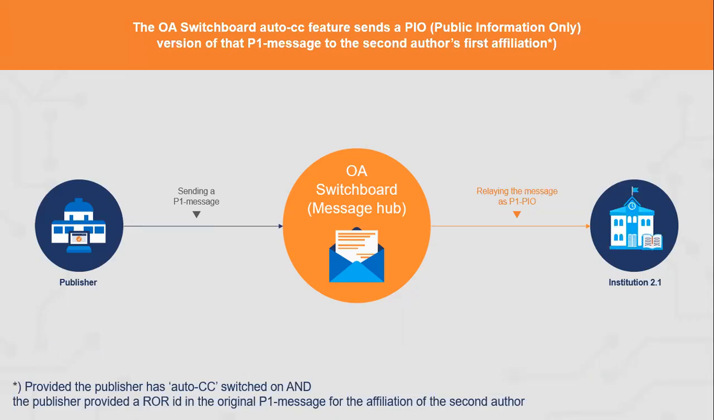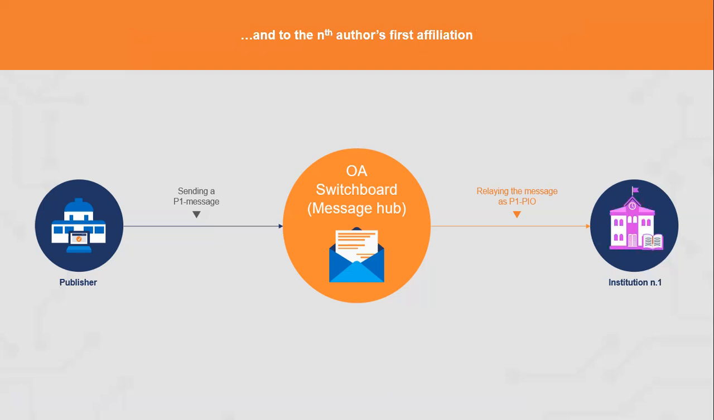The OA Switchboard AutoCC feature sends a PIO, a public information only version of that same P1 message to the second author's first affiliation. This only happens if the publisher has AutoCC switched on and the publisher provided a ROR ID in the original P1 message for the affiliation of the second author. The same applies to all other authors.